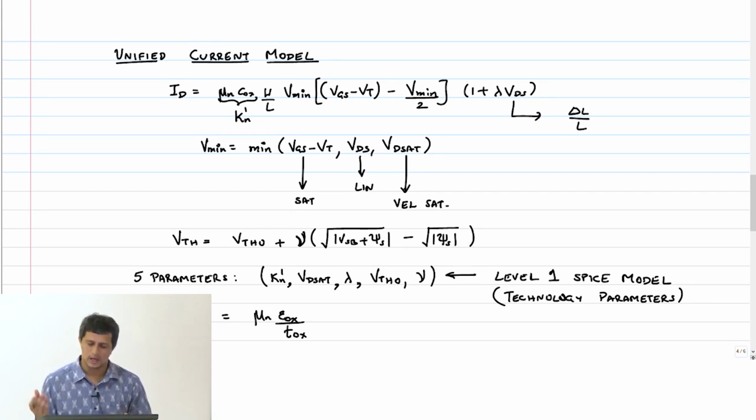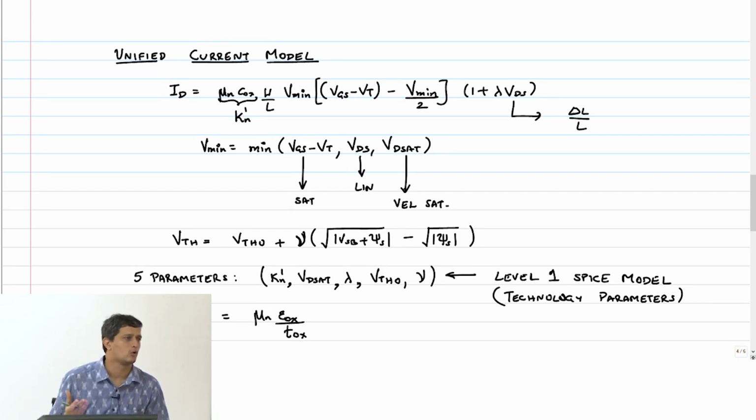Similarly the gamma is fit to a particular value, and these 5 technology parameters put together constitute what is known as the level 1 SPICE model.